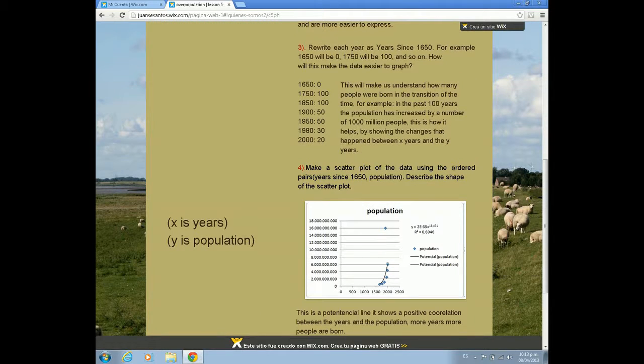Here we explain this graph. This graph is a potential line graph which shows a positive correlation between the years and the population, x being years and y being population.